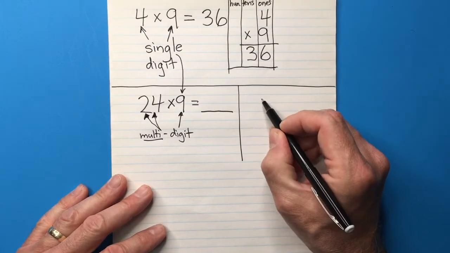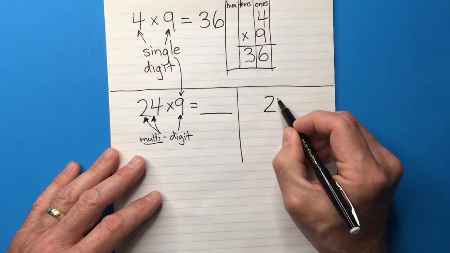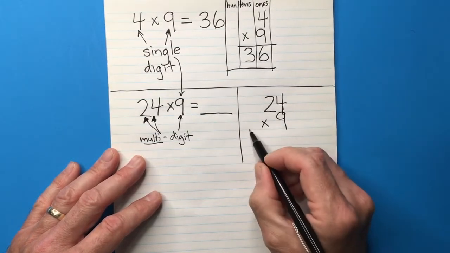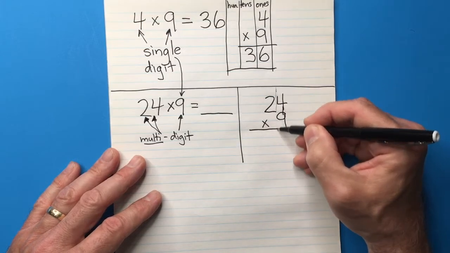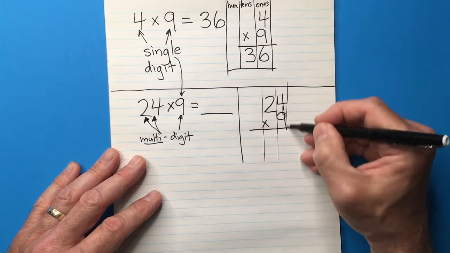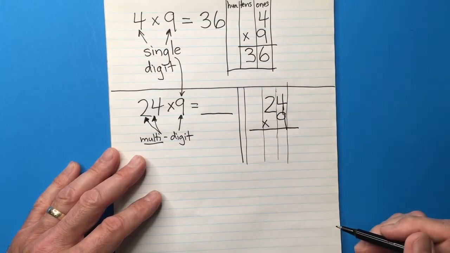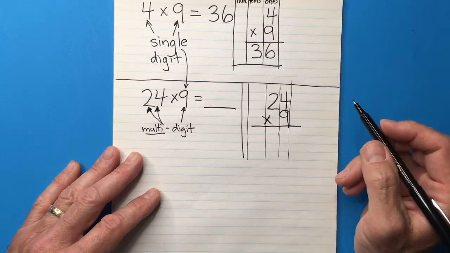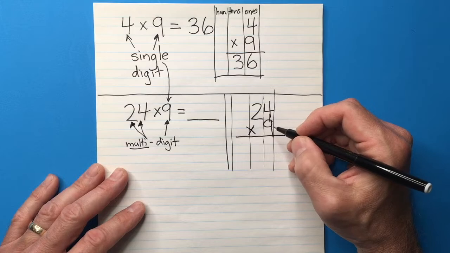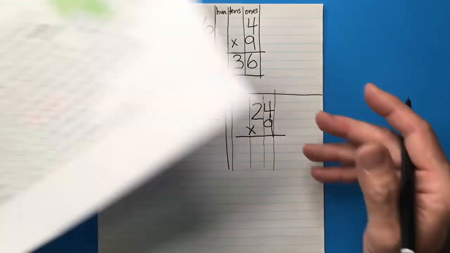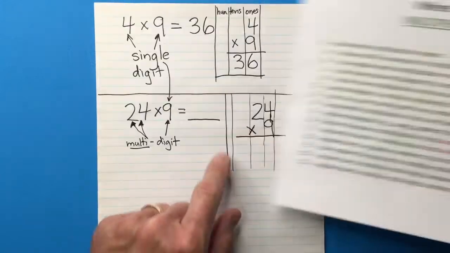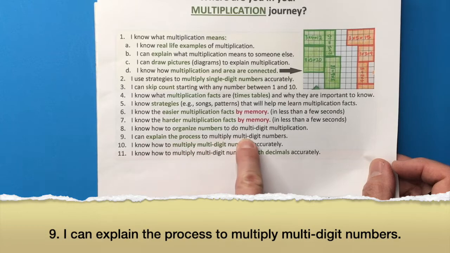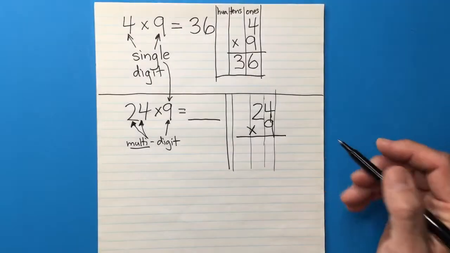So now, if we want to write this down and organize it in a way that we can multiply it on paper, I'm going to put the 24 there and say 24 times 9. You'll notice that I have the ones lined up and the tens and the hundreds that aren't there yet. So now I've got 24 times 9. Now I'm ready to multiply. This is how to organize the numbers. The next step is I can explain the process to multiply multi-digit numbers together.